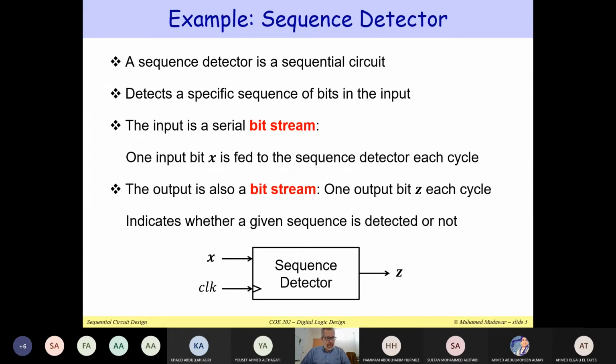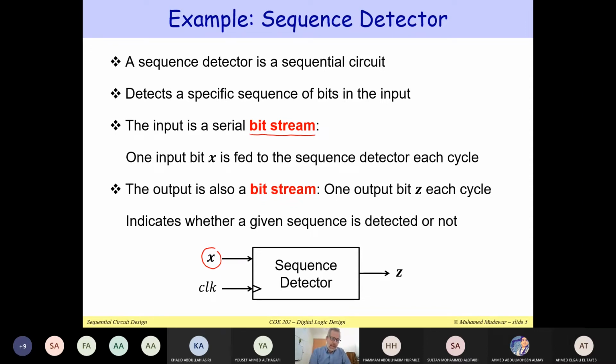So the sequence detector is a sequential circuit, and it's going to detect a specific sequence of bits in the input. My input here is X. Even though it is just one wire, one input, one bit, it's called a bit stream, because every cycle we can provide a different value of X. So X changes cycle by cycle. Even though the input X is just a single wire, it is a bit stream because it is changing over time.